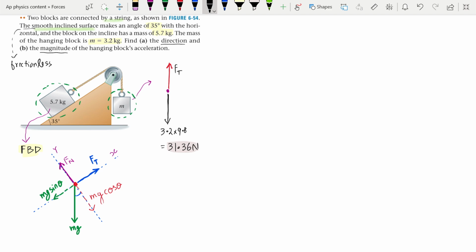If you see the block of 5.7 kilogram, one force is exerted in this direction, which is the same force of tension, whereas the other force is pulling it down, which is mg sine theta. Let's calculate this force because we have all the data available. That must be 5.7 times 9.8 times sine 35 degrees. So this force is 32.04 newton, which means that this force is dominating.